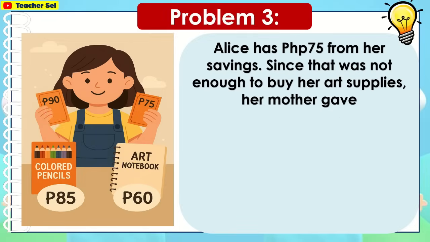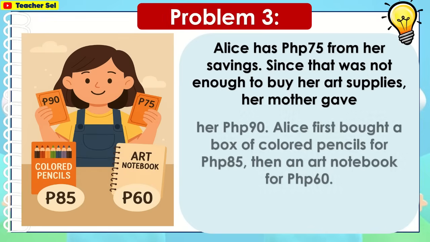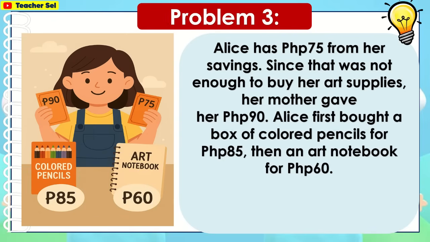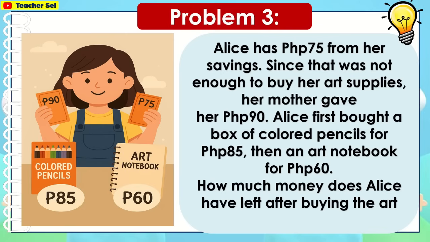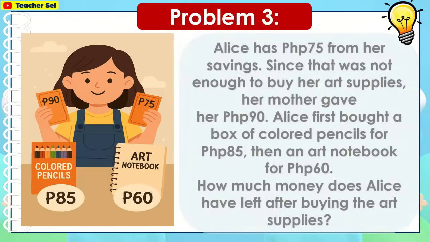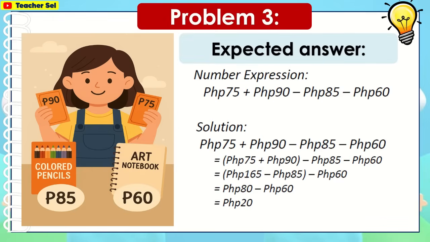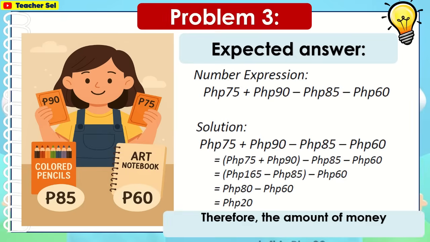For problem 3, Alice has 75 pesos from her savings. Since that was not enough to buy her art supplies, her mother gave her 90 pesos. Alice first bought a box of colored pencils for 85 pesos, then an art notebook for 60 pesos. How much money does Alice have left after buying the art supplies? The expected answer is 20 pesos. Therefore, the amount of money left is 20 pesos.